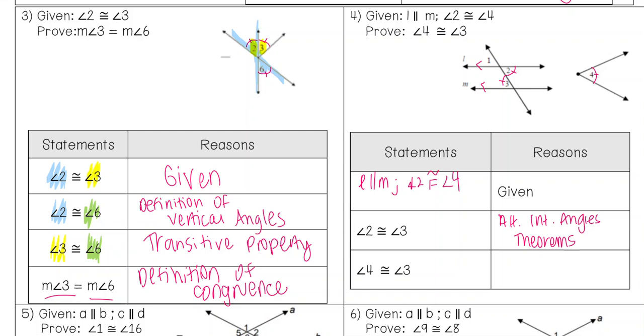So getting to our final line, we've now stated that angle 2 is separately congruent to angle 4 and angle 3. Therefore, our transitive property lets us rearrange that and state that those final two angles are congruent to one another. So angle 4 is congruent to angle 3.